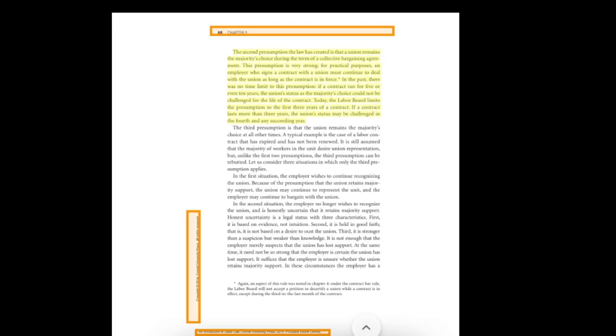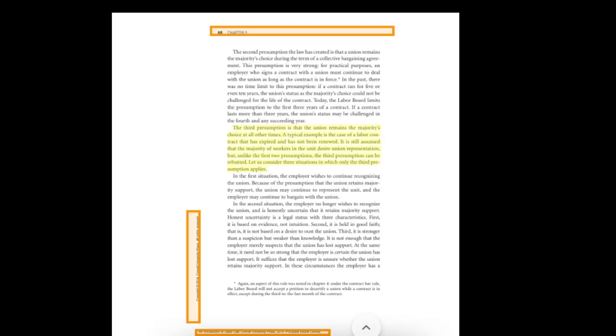Today, the Labor Board limits the presumption to the first 3 years of a contract. If a contract lasts more than 3 years, the union's status may be challenged in the fourth and any succeeding year. The third presumption is that the union remains the majority's choice at all other times. A typical example is the case of a labor contract that has expired and has not been renewed. It is still assumed that the majority of workers in the unit desire union representation, but, unlike the first 2 presumptions, the third presumption can be rebutted.